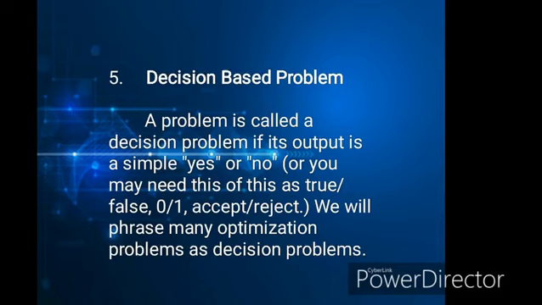The next one is decision-based problem. A problem is called a decision problem if its output is a simple yes or no, or you may think of this as true, false, 0, 1, accept, or reject. We will place many optimization problems as decision problems.